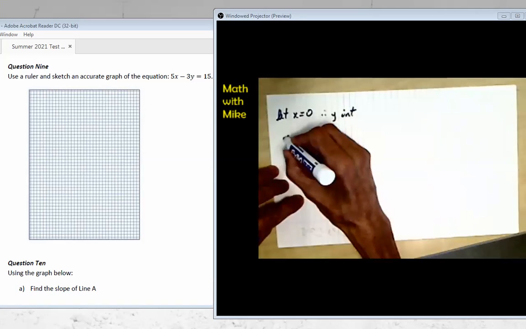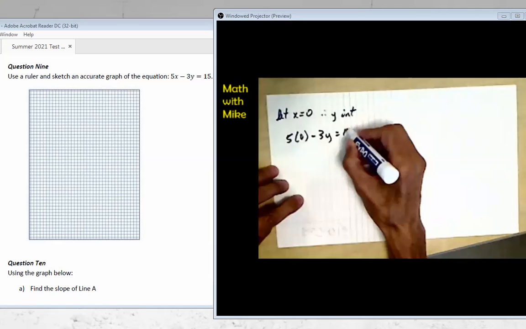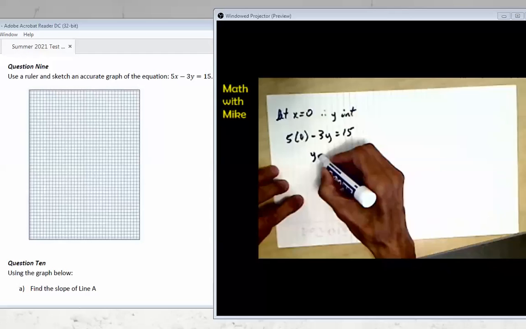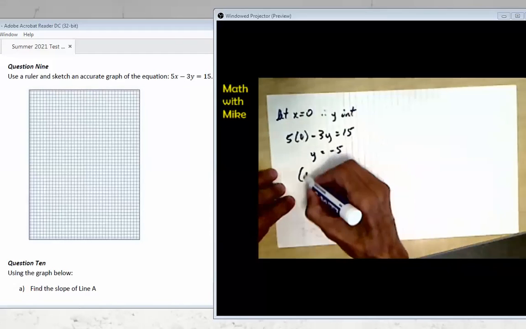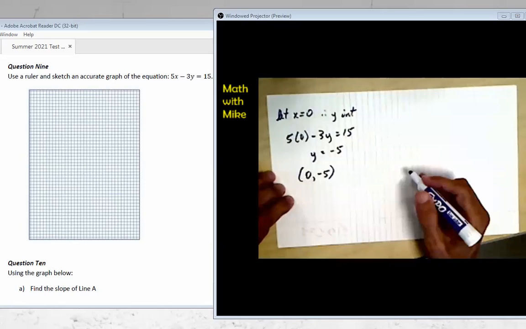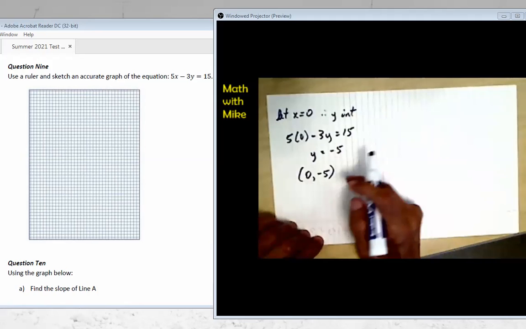And so it's 5 times 0 minus 3 times y is 15. So the y-intercept will end up being minus 5. And so we get 0 and minus 5 for one point that we can use to graph this line.